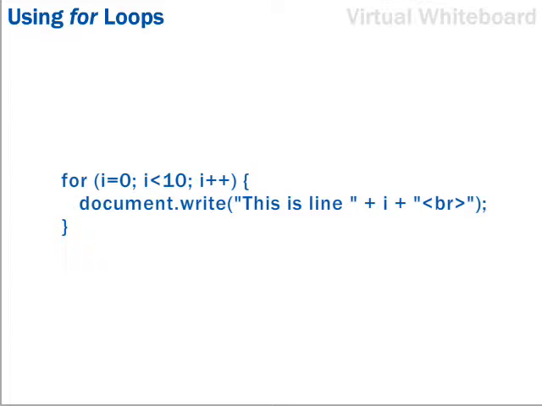When a loop includes only a single statement between the braces, as in this example, you can omit the braces if you want. This statement defines the same loop without braces. The loop in this example contains a document.write statement that will be repeatedly executed.